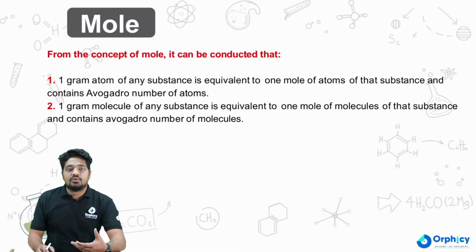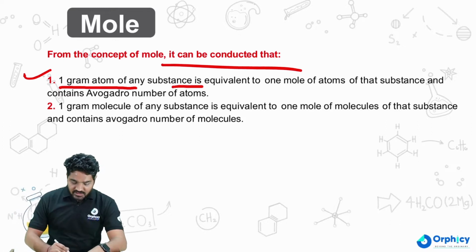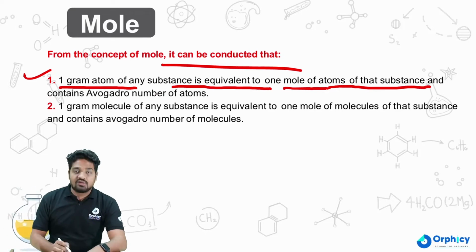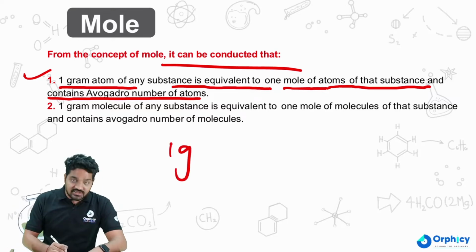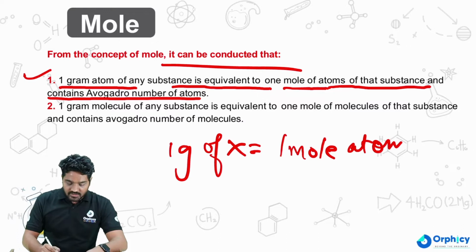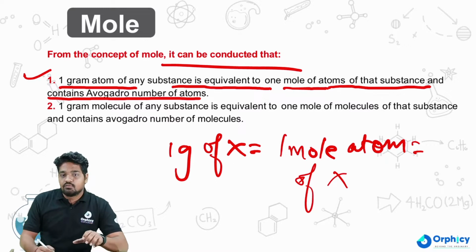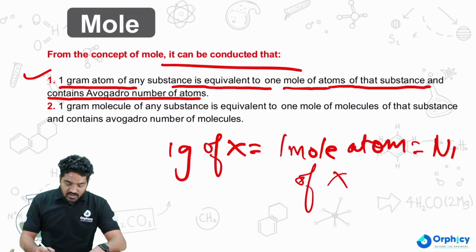Now we will understand the mole concept in more detail. So from the mole concept we can conclude that 1 gram atom of any substance is equivalent to 1 mole of atom of that substance and contains Avogadro number of atoms. So let me write this and you will get a better idea. So 1 gram of any substance, let's say 1 gram of X, will always contain 1 mole atom of X, and this 1 gram atom of substance X or 1 mole of atom X will always contain Avogadro's number of atoms.